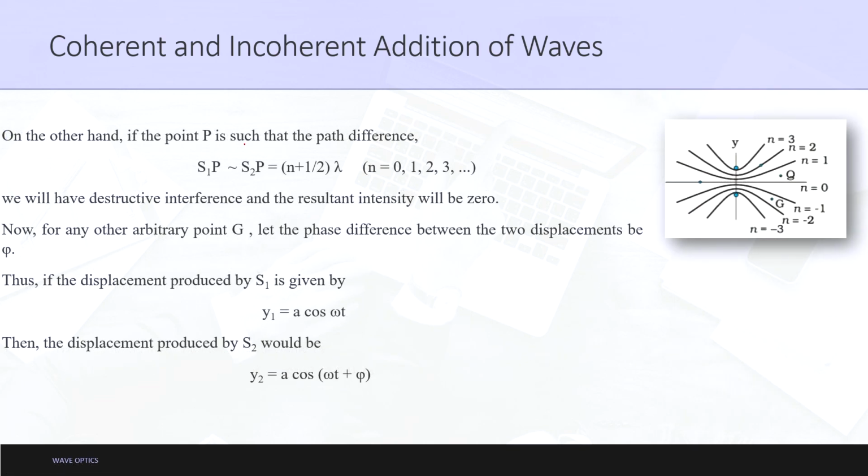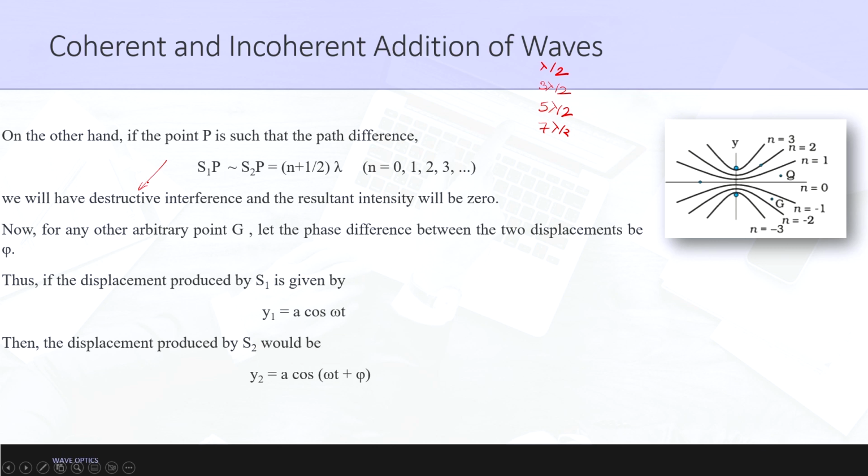Similarly for destructive interference, on the other hand, if the point P is such that the path difference, that is S1P minus S2P, is (n plus 1 by 2) lambda. Just to explain, suppose the n value is 0, then it will be lambda by 2. If n value is 1, then it will be 3 lambda by 2, 5 lambda by 2 next, 7 lambda by 2 next, and so on. So, if the path difference is like this, S1P minus S2P is (n plus 1 by 2) lambda, where n can be 0, 1, 2, 3, etc. Then we will have what is called destructive interference.